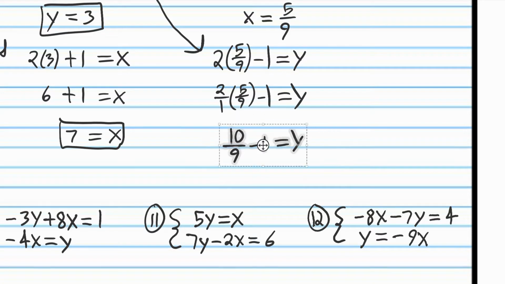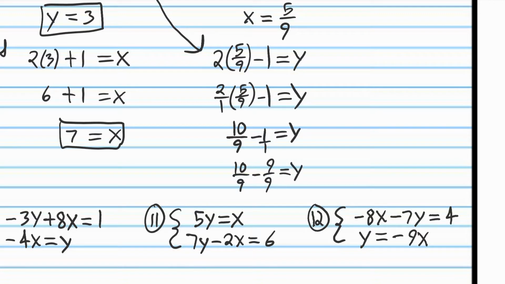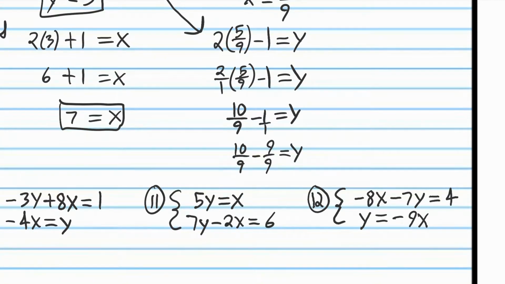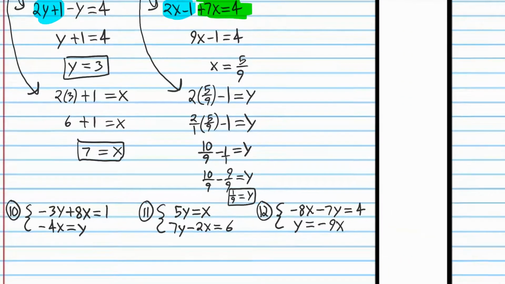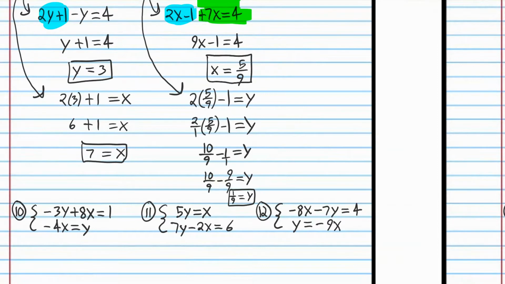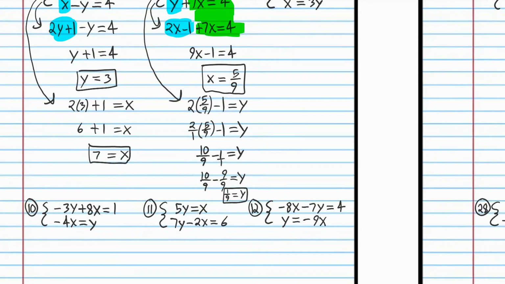Let me make some more room here. Now 1 can be written as over 1, and I can use the fundamental principle of fractions, multiply both sides of this fraction by 9, and I get 9/9. Obviously 9/9 is just 1, so 10/9 minus 9/9 is 1/9. Hopefully that's not too small for you there. And I forgot to rectangle that one. So if you got 5/9 and 1/9, good job.